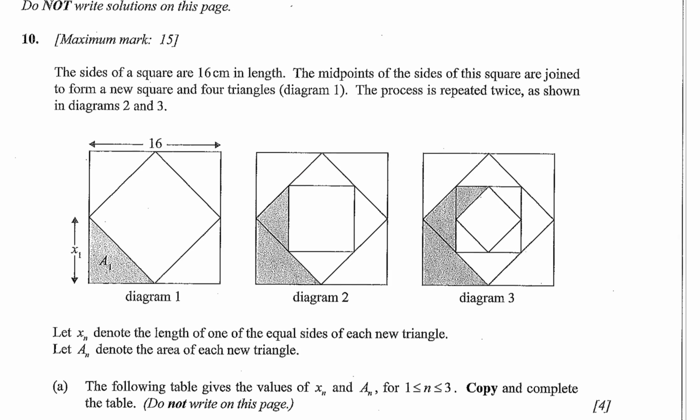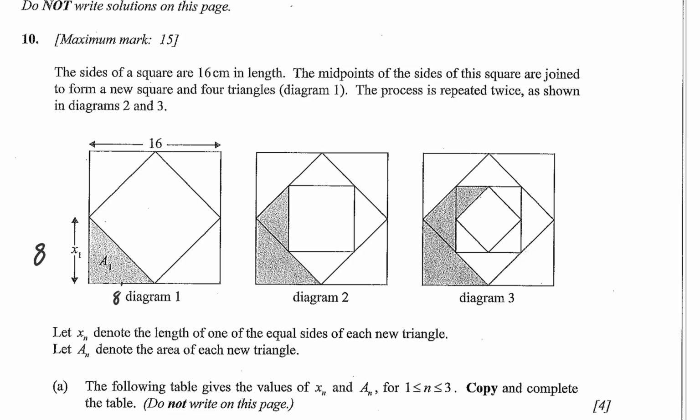The sides of a square are 16 in length, so you can see 16, 16, 16, 16. The midpoints of the sides of the square are joined to form a new square and 4 triangles. So you kind of see that picture there? Notice how they say this is a midpoint, so this is 8 and 8. It's an isosceles triangle right here.